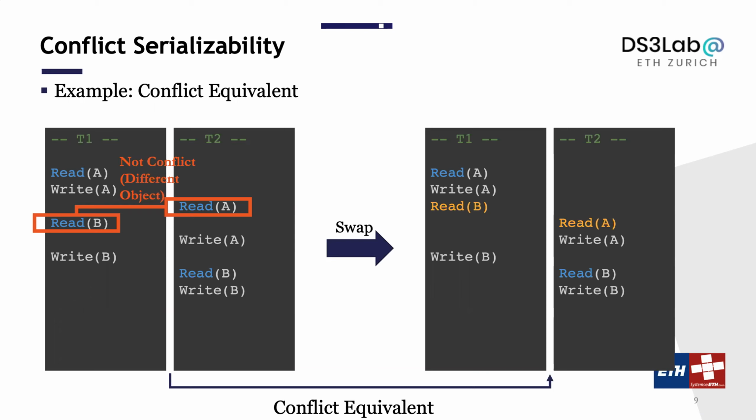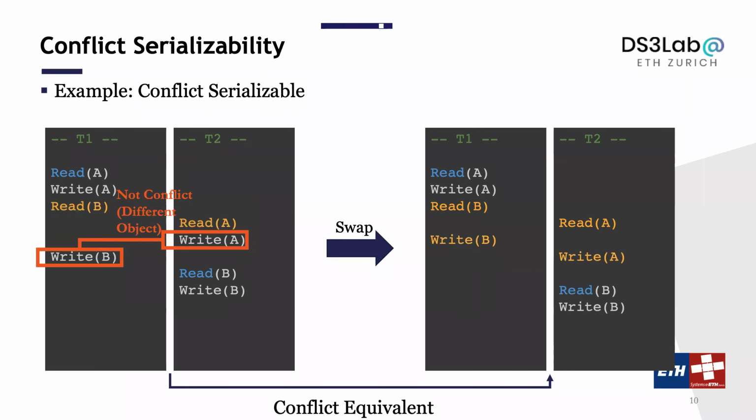what should I do? I can take one pair of operations. Here you have read A from T2 and read B from T1. There's no conflict, so I can swap them to get a schedule that looks like the one on the right-hand side. These two are conflict equivalent, because you can reach one from the other by a sequence of non-conflicting swaps of adjacent operations. And you can keep doing this. You can find another pair of operations that do not conflict with each other.